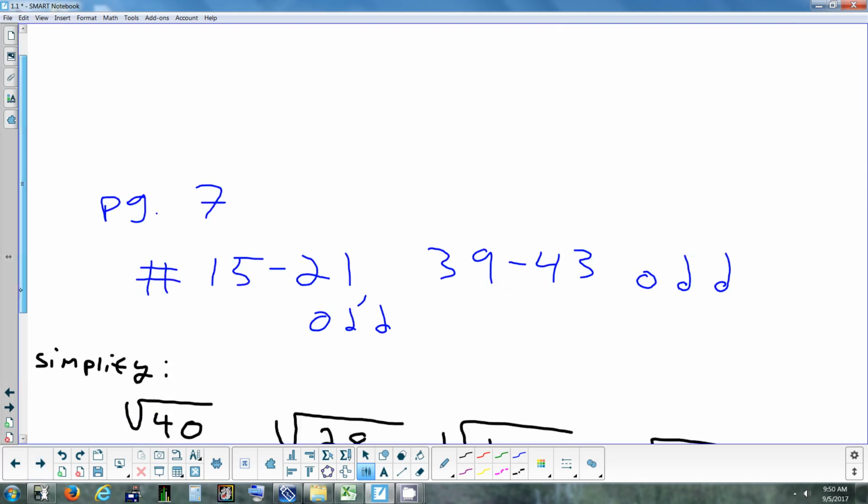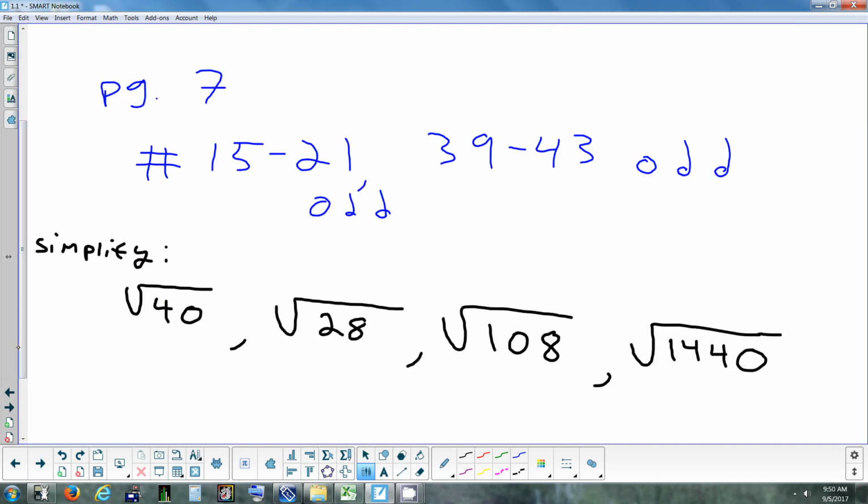Okay, so that's it for first section. So for homework on page 7, 15 to 21 odd, those are some distance problems. 39 to 43 odd, those are midpoint. And then there's a couple square roots here to try to simplify. Okay, so make sure you copy down square root 40, square root 28, square root 108, square root 1440. Okay, so we'll take a look at that tomorrow.